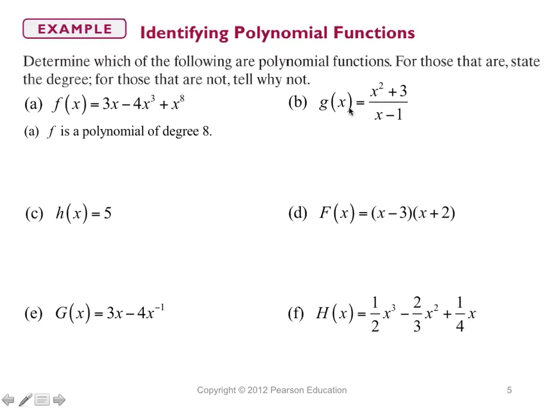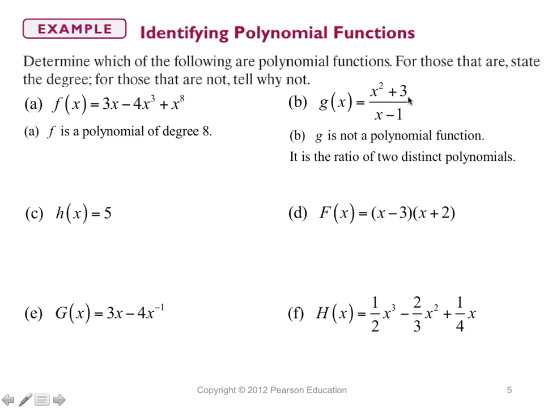If we look at b here, we have g of x equals x squared plus 3 over x minus 1. And this one is not going to be a polynomial function because it's the ratio of two distinct polynomials. So we can't have division here because x minus 1 does not go nicely into x squared plus 3. If this were divisible, then we'd be able to deal with it, but this one in particular is not going to work because it's two distinct polynomials. The numerator is a polynomial, the denominator is a polynomial, but together they're not a polynomial. This is a rational function.